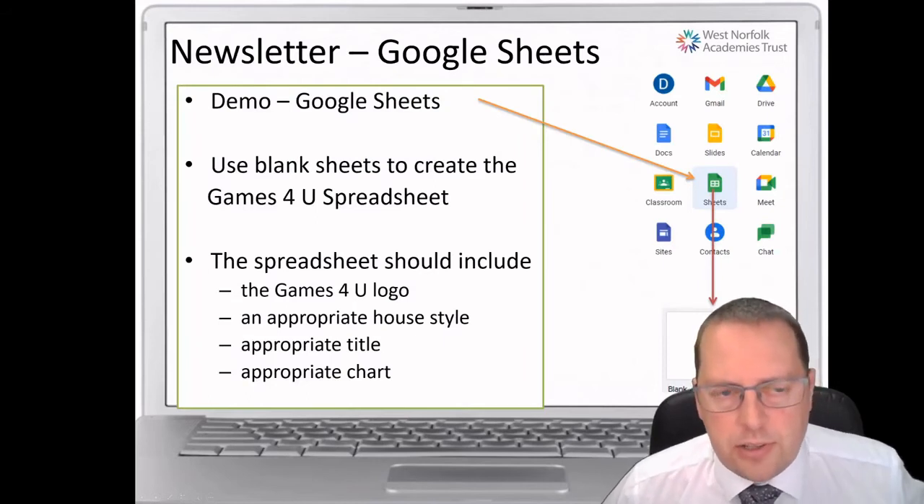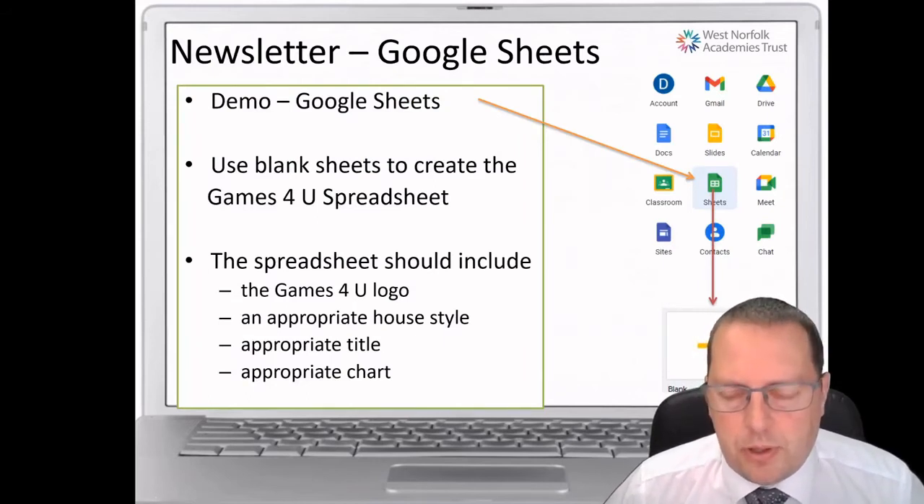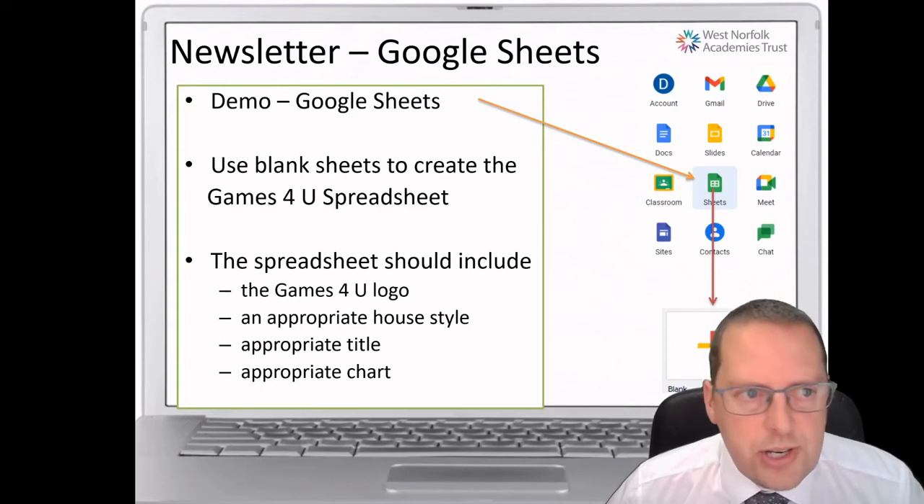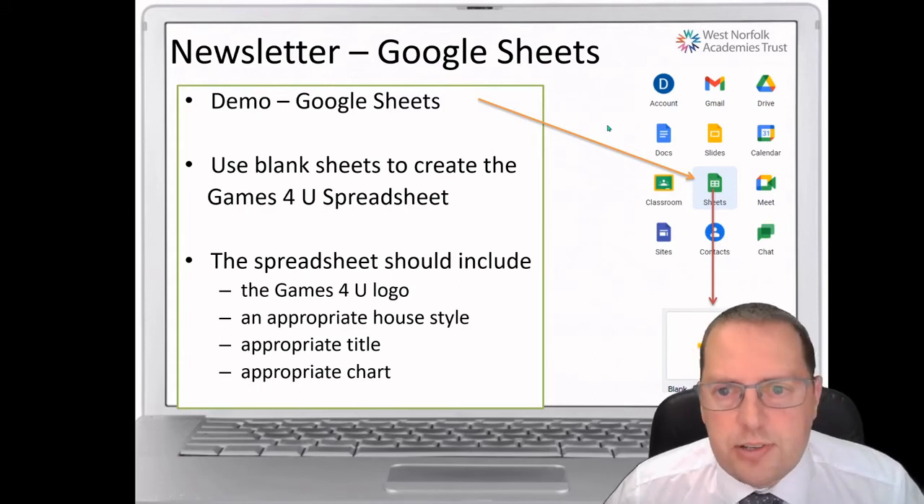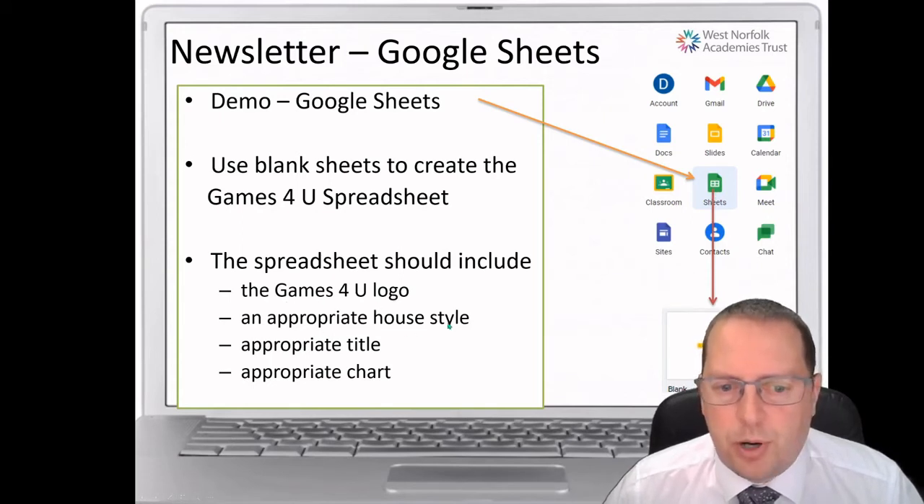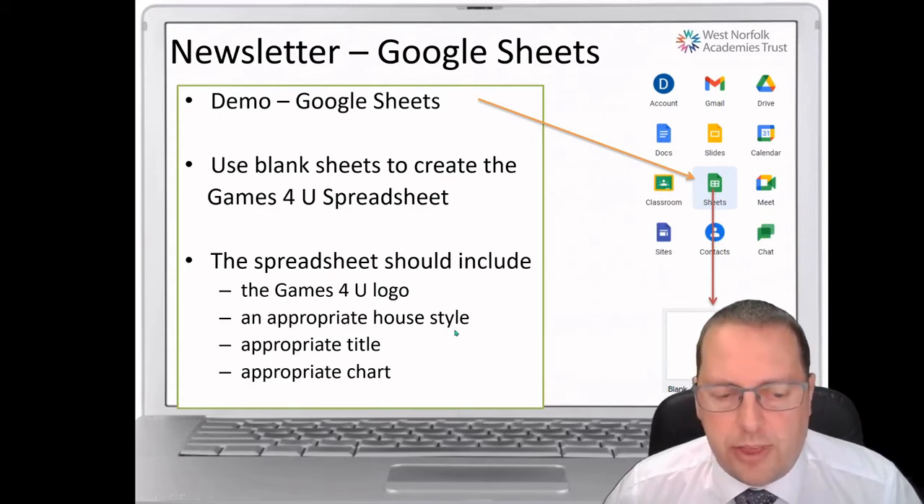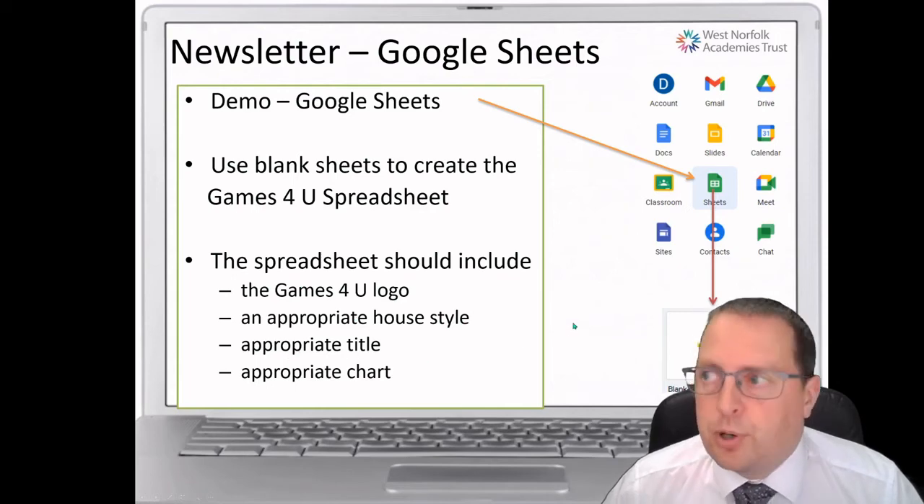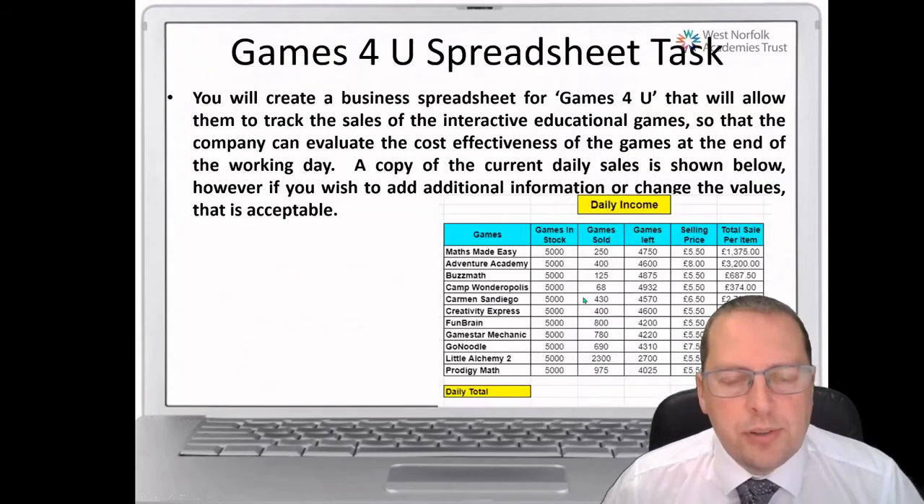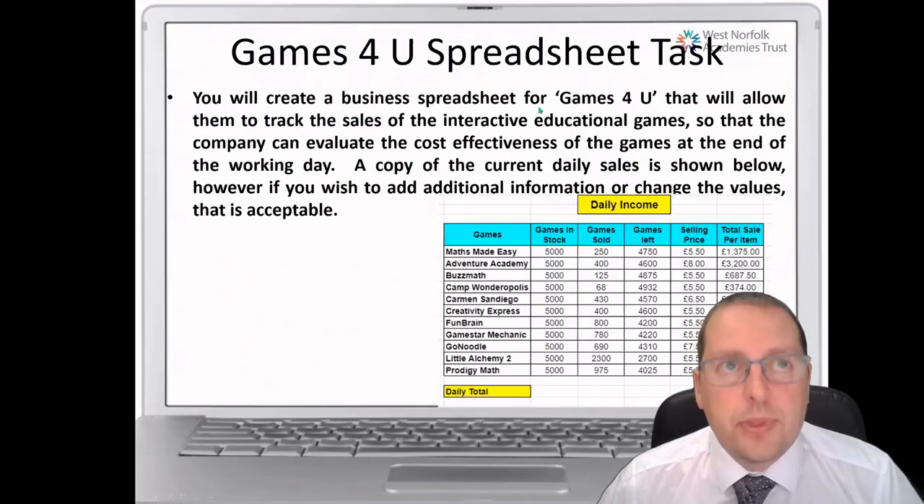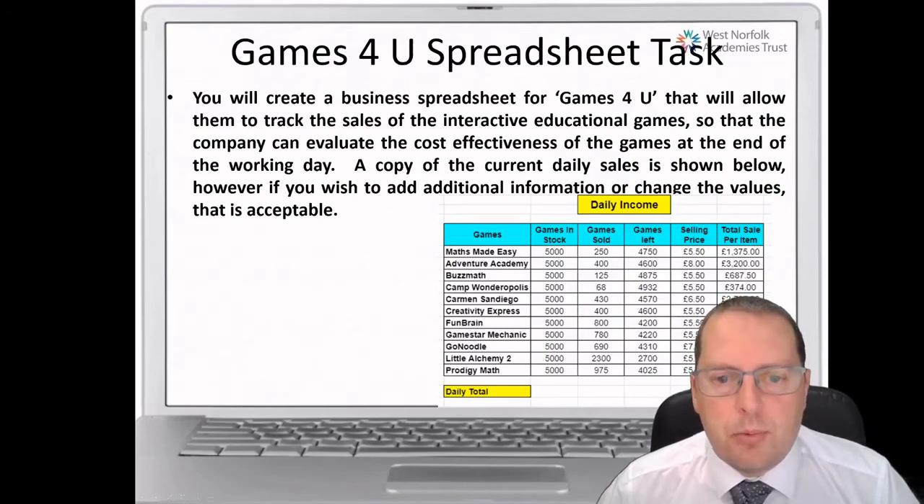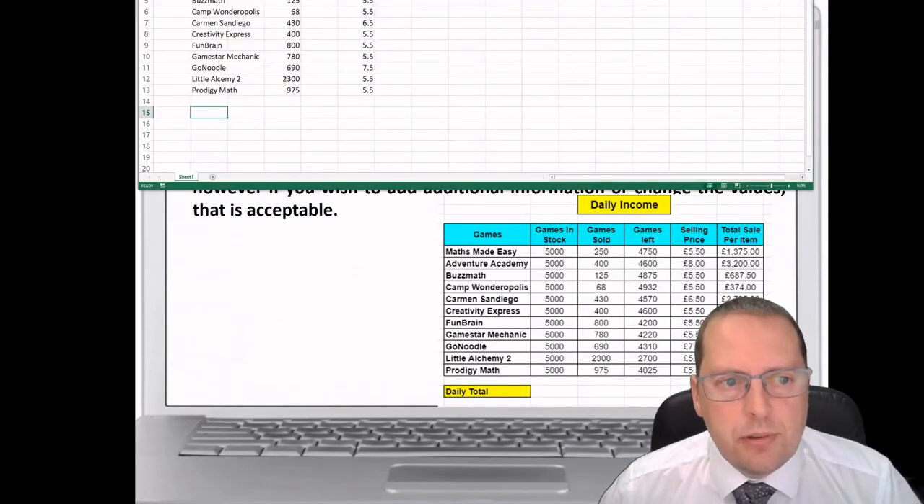So you're going to create a spreadsheet, not a newsletter, spreadsheet using either Google Sheets or Microsoft Excel, and you should have your Games for You logo, appropriate house style, so that's your colour theme, appropriate title, appropriate chart. So this is what you're looking to create. Now I've started creating my one here in Excel, so I'm just going to bring this in.